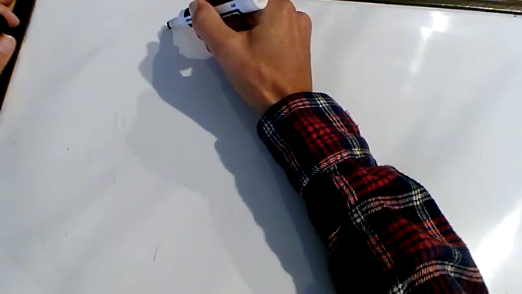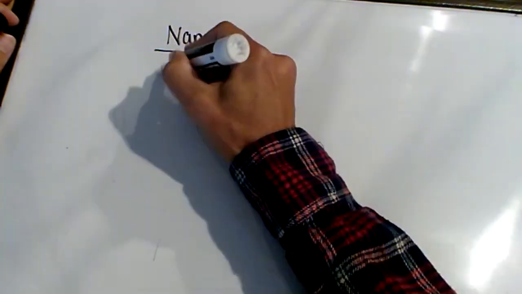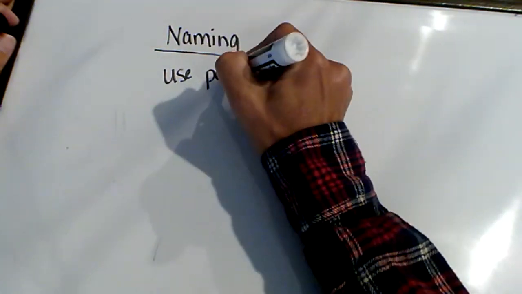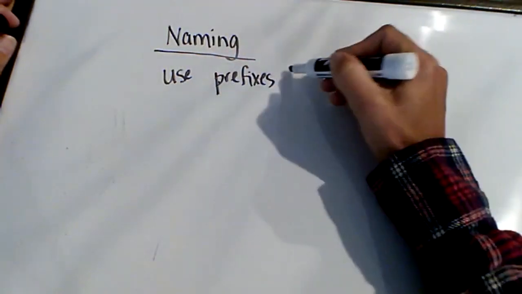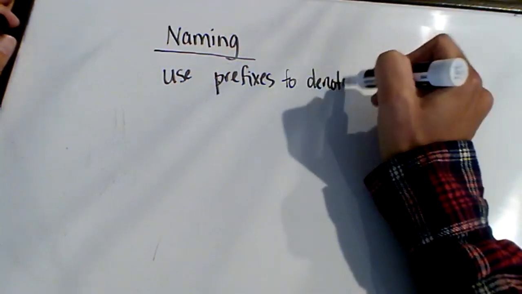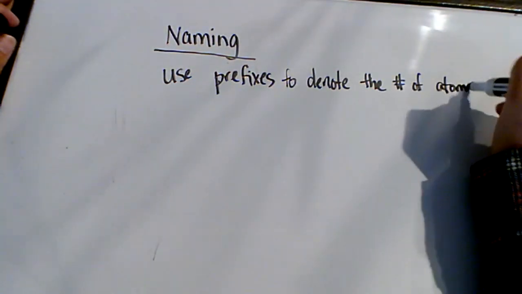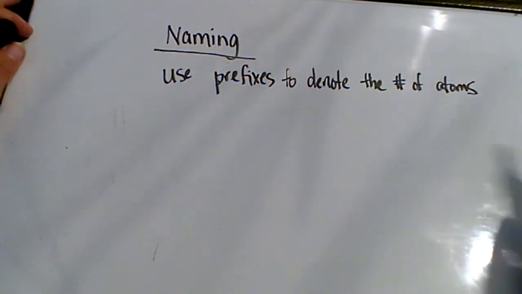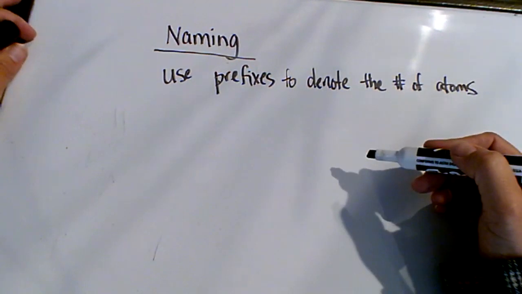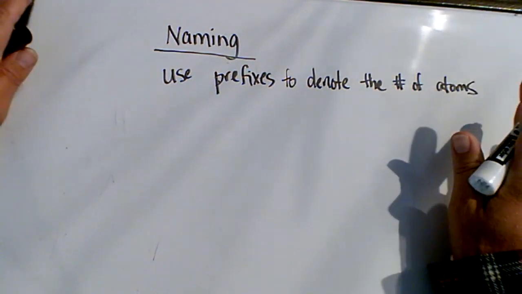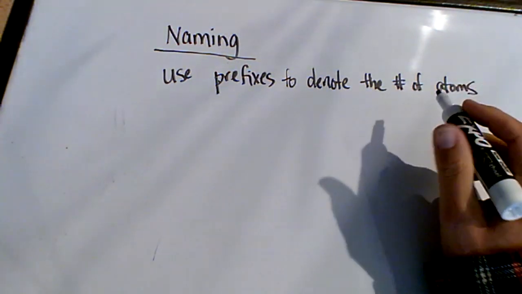So when naming these covalent compounds, we will use prefixes. Let's use prefixes to denote the number of atoms in the compound. All right. Simple as that. There's no crisscrossing. There's no simplifying. You may want to write that in your notes. There's no simplifying subscripts.